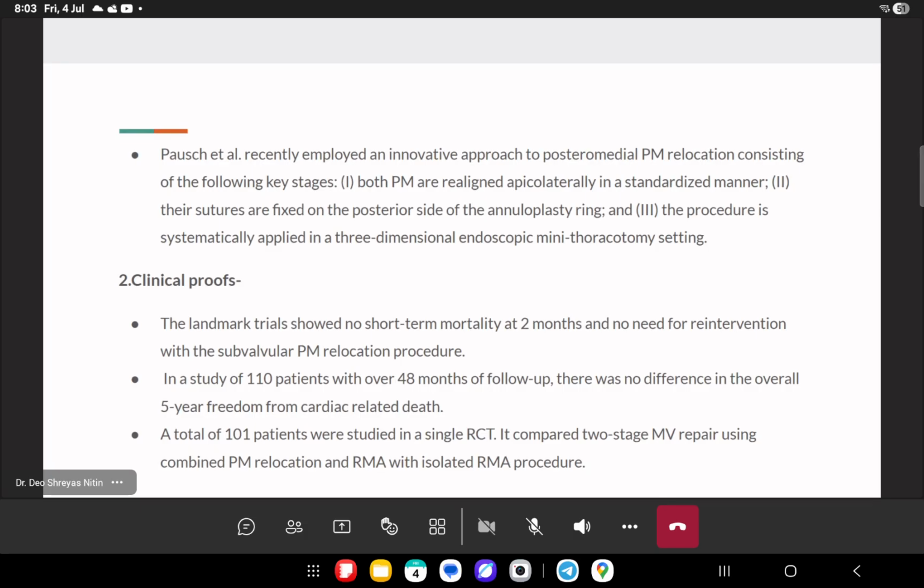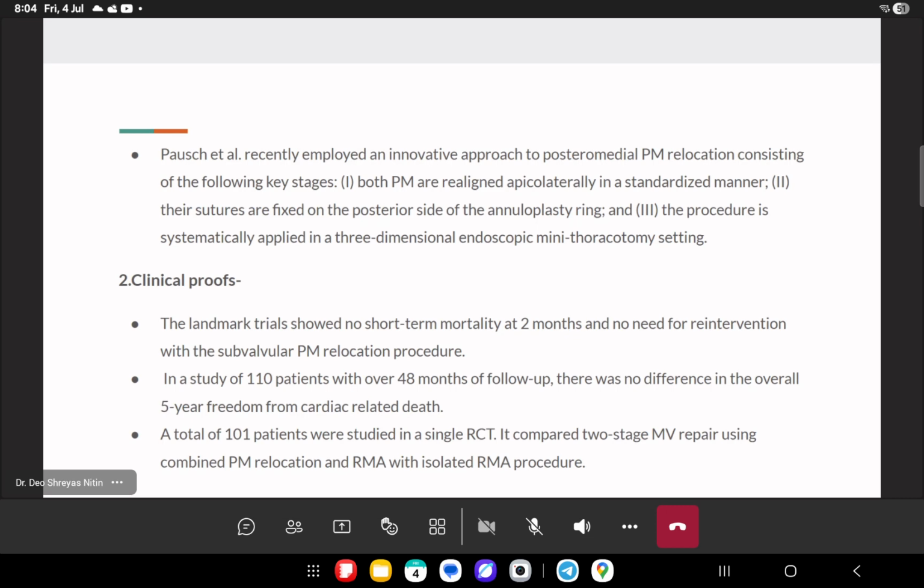The landmark trial showed no short-term mortality at 2 months and no need for reintervention with the subvalvular papillary muscle relocation procedure. In a study of 110 patients with over 48 months of follow-up, there was no difference in overall 5-year freedom from cardiac-related death. A total of 101 patients were studied in a single RCT.